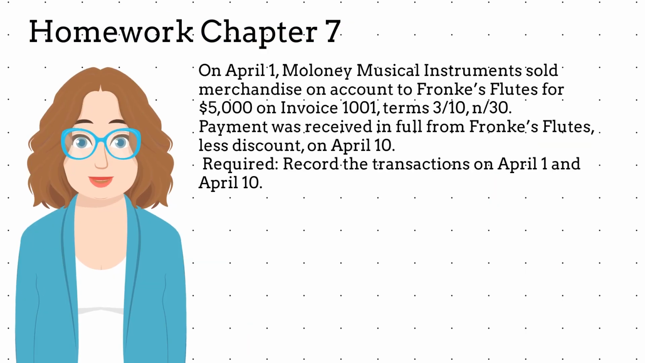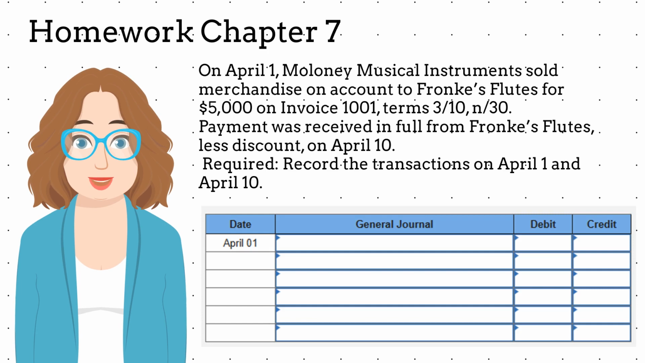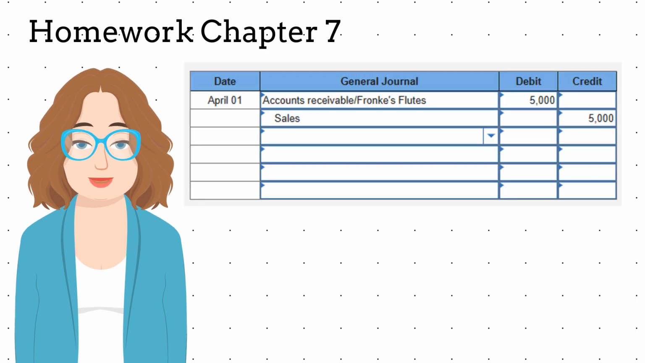Let's look at the third homework assignment. On April 1st, Maloney Musical Instruments sold merchandise on account to Funk's Flutes for $5,000 on invoice 1001, terms 3%, 10 days or net 30. Payment was received in full from Funk's Flutes, less discount, on April 10th. To record the sale on April 1st, we debit accounts receivable for $5,000 and credit sales for $5,000.